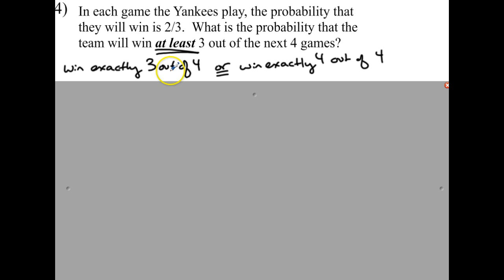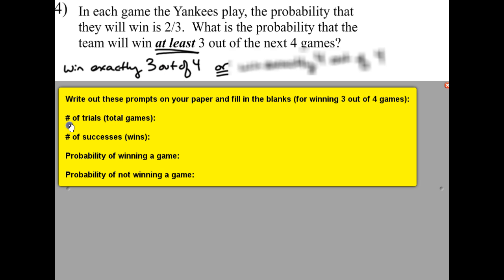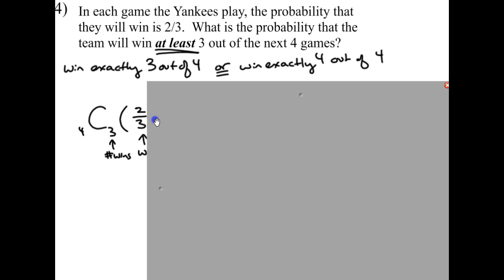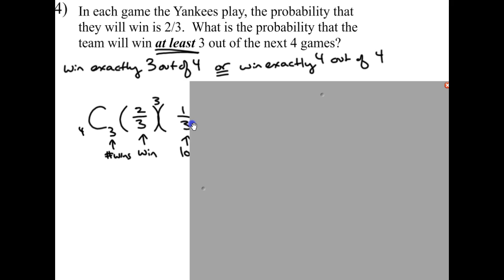First, we've got 3 out of 4, so that would be a 4C3, right? We want 3 wins out of the 4. Your probability of a win is 2/3. How many wins do we want? We want 3. Probability of a loss is 1/3. Well, then there's only going to be one of those, right? So it's 4C3, 2/3 to the third, 1/3 to the 1.